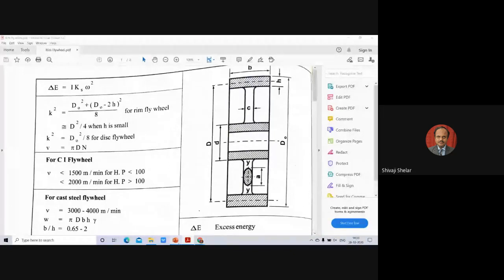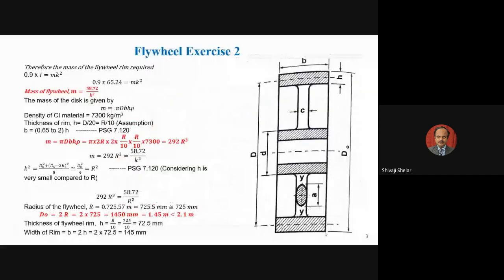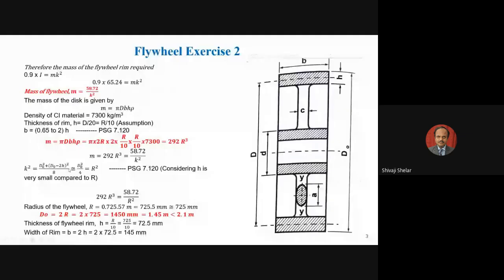Here you can see this is the mass required from this formula. In this formula we require the value of K square, so I am determining it from the PSG data book. K square is equal to either this formula when you know the values of dO and H. Since the H we have taken, D by 20, is very, very small, I am considering K square equal to dO square by 4. There is no difference between dO and D because H is small, so dO square by 4 is nothing but D square by 4.